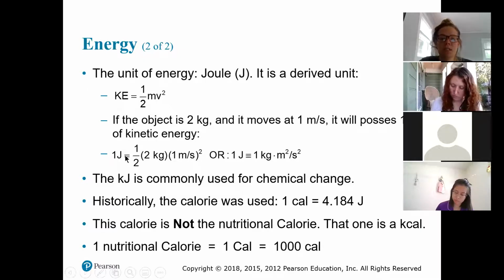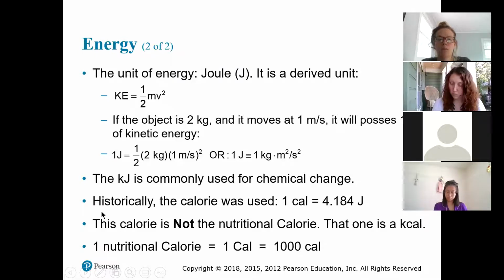A lot of times you'll see it written as a kilojoule. If we're talking about calories, and this is different than your nutritional calorie, a little c calorie, lowercase c, is equal to about 4.184 joules. These two numbers will show back up a little bit later on, this 4.184, because that's the heat capacity of water. That's why those two relate to each other in that way.